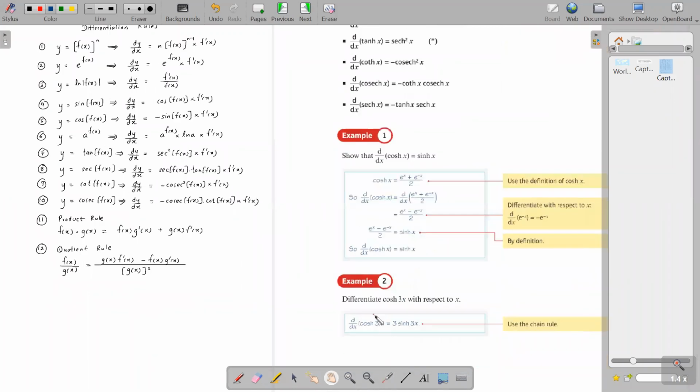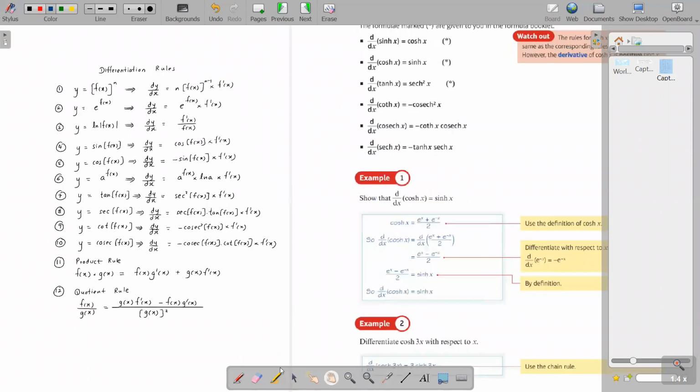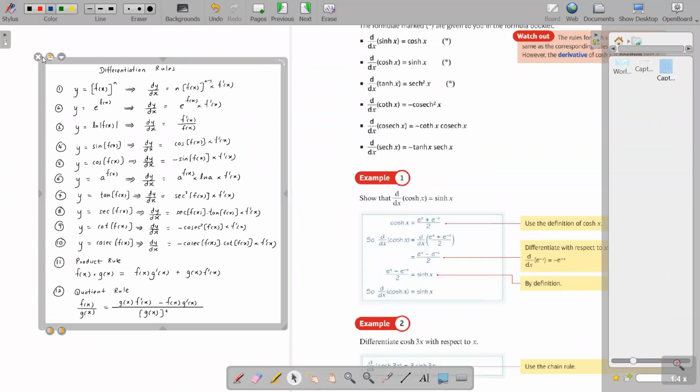So you can see they have used it here. The differentiation of cos 3x is sine 3x into the differentiation of 3. So we could write the rules of the hyperbolic differentiation also in this general way. Shall we write it down in the general way?